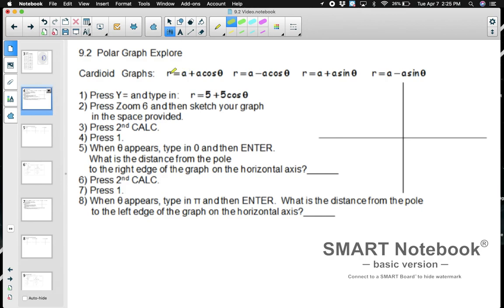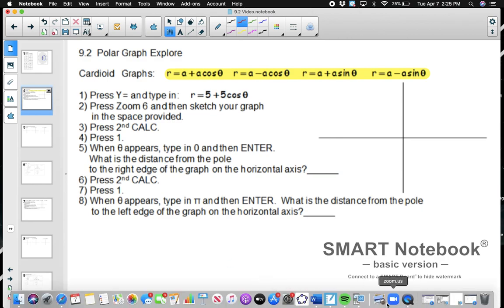So let me get a highlighter. So either a plus a cosine, a minus a cosine, a plus a sine, a minus a sine. So any one of those equations, it'll have a similar looking graph. So let's go ahead and look at our calculator to see how we get that. So I'm going to pull up my calculator.